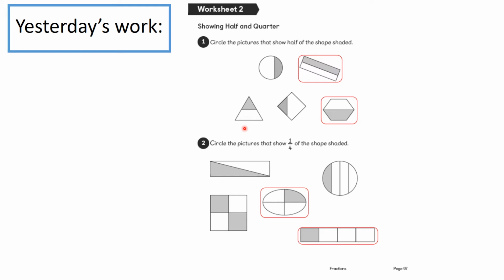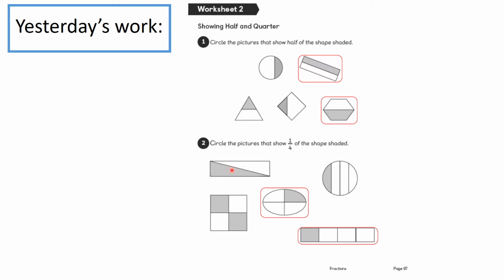The other 3 shapes here, we can clearly see that the 2 parts are not equal, so they are not showing us the fraction 1/2 of the shape. Number 2, circle the pictures that show 1/4 of the shape shaded. Now hopefully we remembered that when we're looking out for a quarter, the shape needs to have 4 equal parts rather than 2. So this one I can see has 1, 2, 3, 4 equal parts and 1 is shaded in. So that one's showing me 1/4, and so is this one here. There are 1, 2, 3, 4 equal parts, 1 has been shaded in.